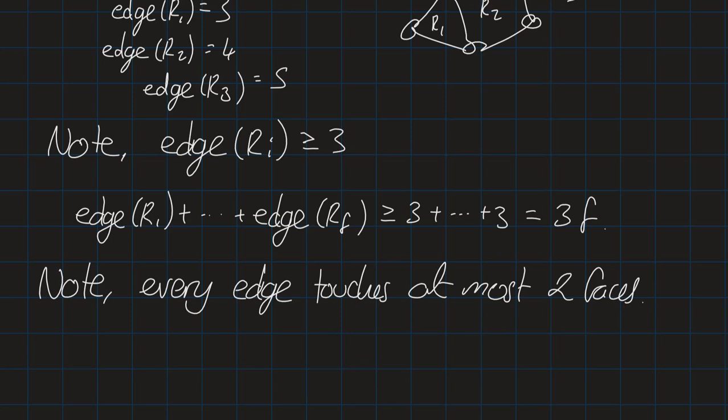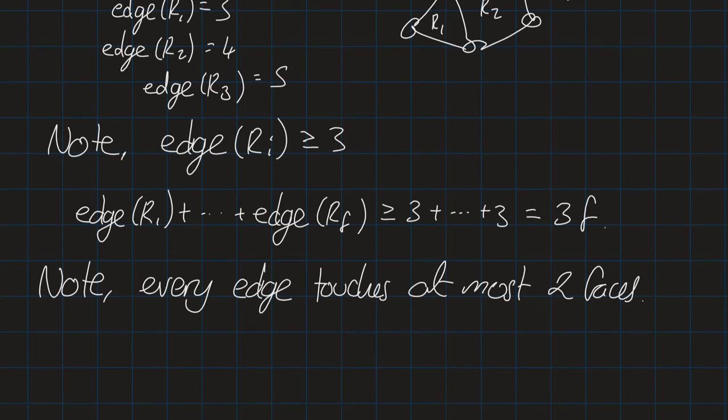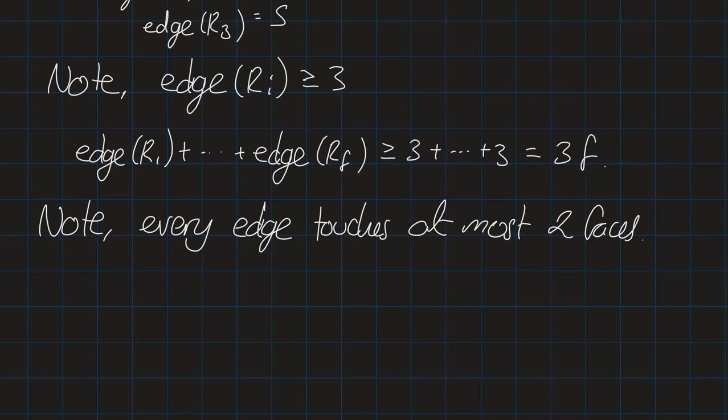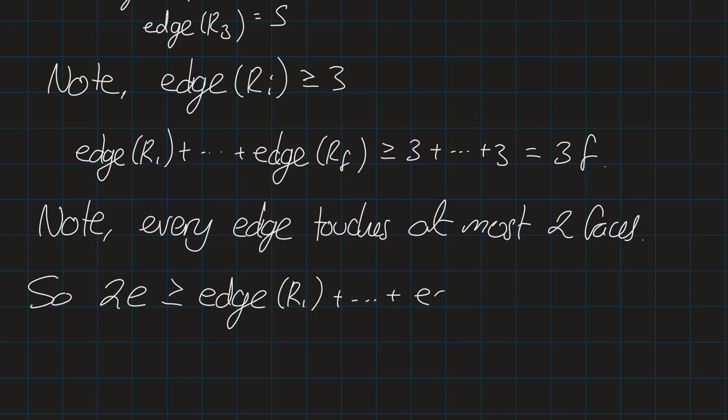Now we know a different thing, and that's every edge touches at most 2 faces. This is not too surprising, right? Edges have 2 sides, so every edge touches at most 2 faces. That means this sum right here counts every edge at most twice. The number of edges touching R1 plus the number of edges touching R2, and so on, adding them all up, counts every edge at most twice. So another way of saying this is 2e, twice the number of edges, is greater than or equal to edge(R1) plus ... plus edge(RF).